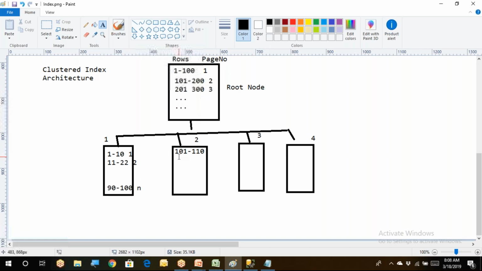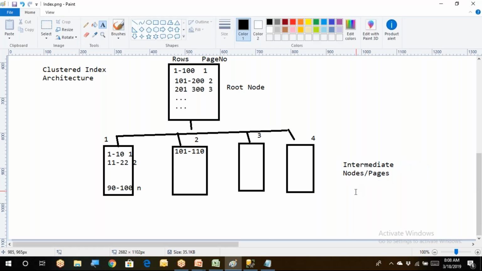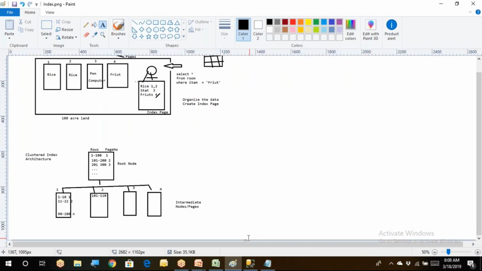Now, this is a root node. These are intermediate nodes, called intermediate pages. Now, when you come down, what happens is that it is going to be organizing.